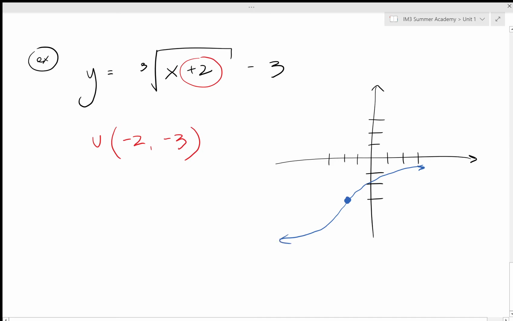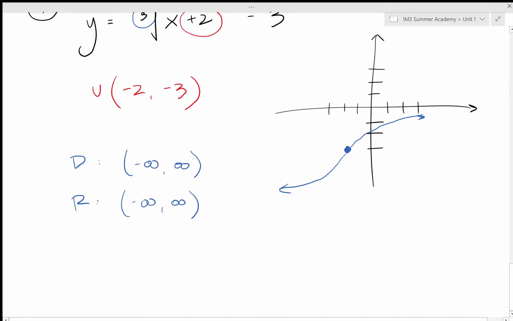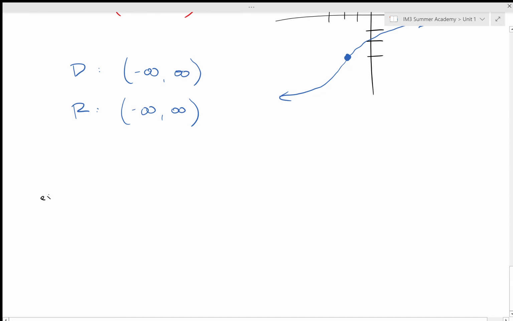Now if we want to, we can do domain and range, but you'll notice that it never stops in either direction. It never stops going left, never stops going right, never stops going up, never stops going down. So really everything for this is just all real numbers, or you can write it in the infinity setup. So we're not going to focus on domain and range too much for the cubed root ones, because it's always going to be the same. The only thing that's really going to change is directional.